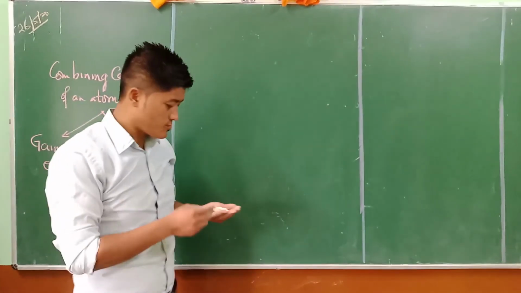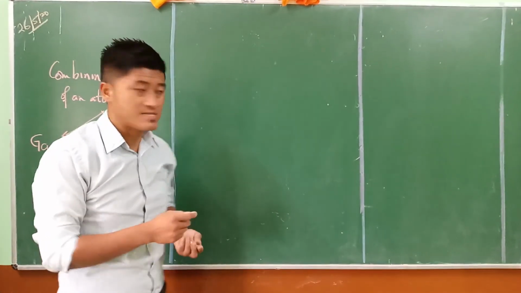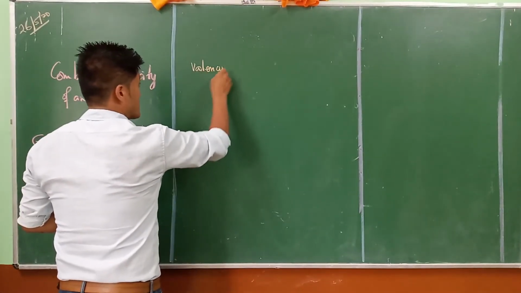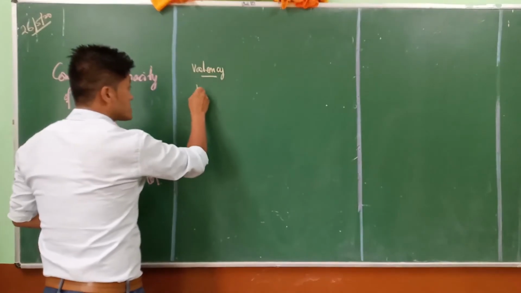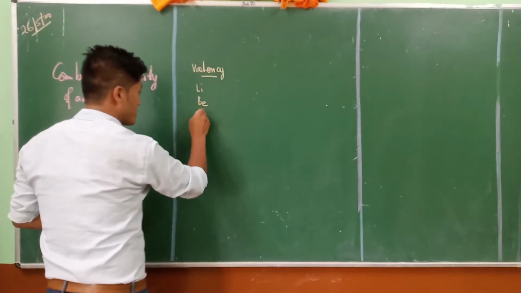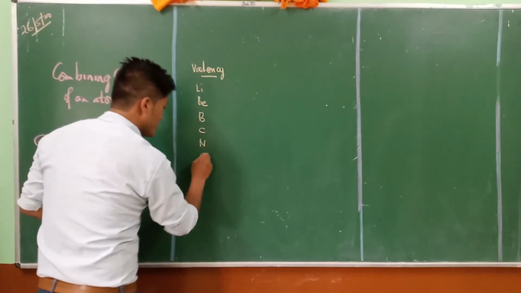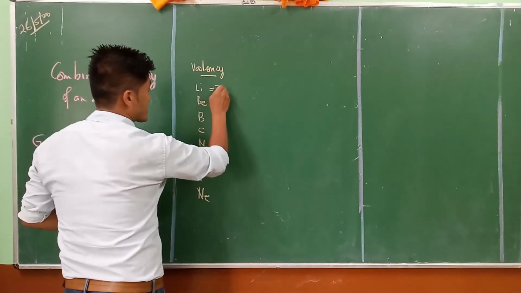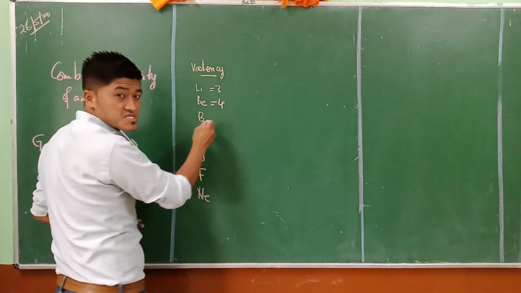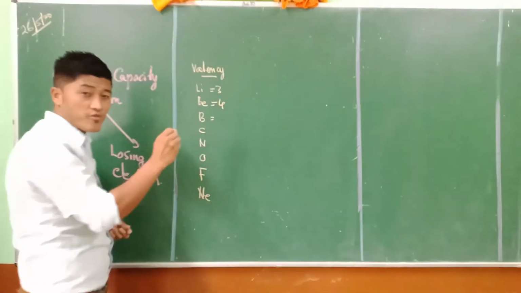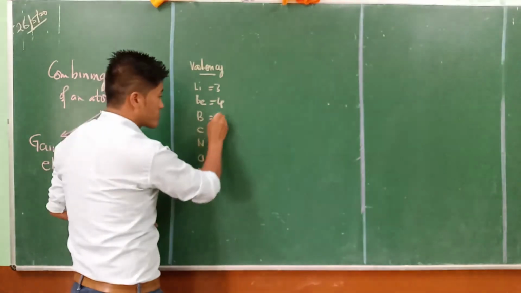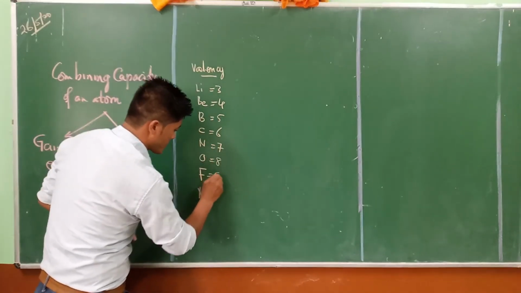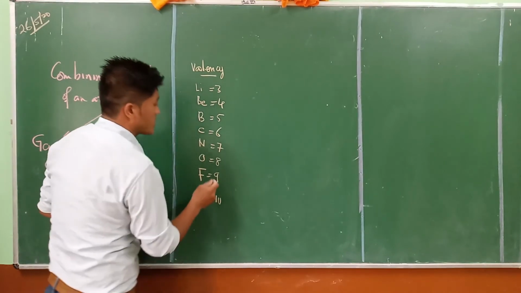Okay, now we will try to write down some of the valencies. Let's say I'll start from lithium, beryllium, carbon, neon. Atomic number 3, this is 4. I guess every one of you is quite familiar with the periodic table here. 5, 6, 7, 8, 9, and this is 10.